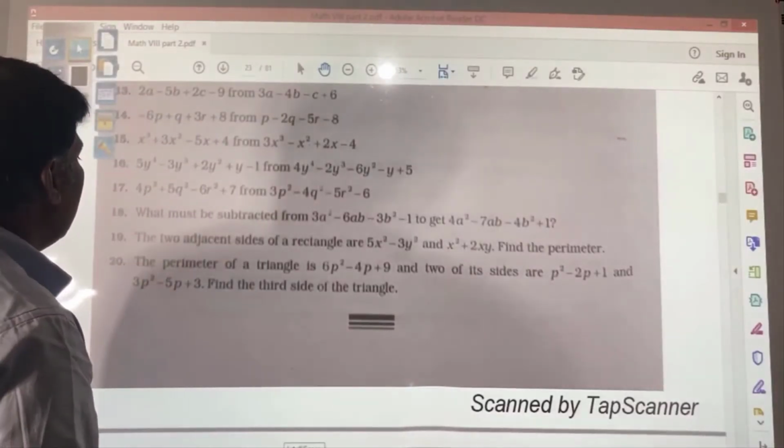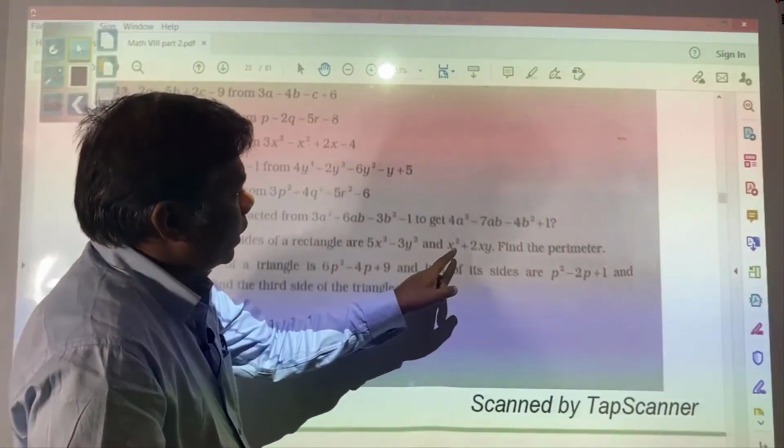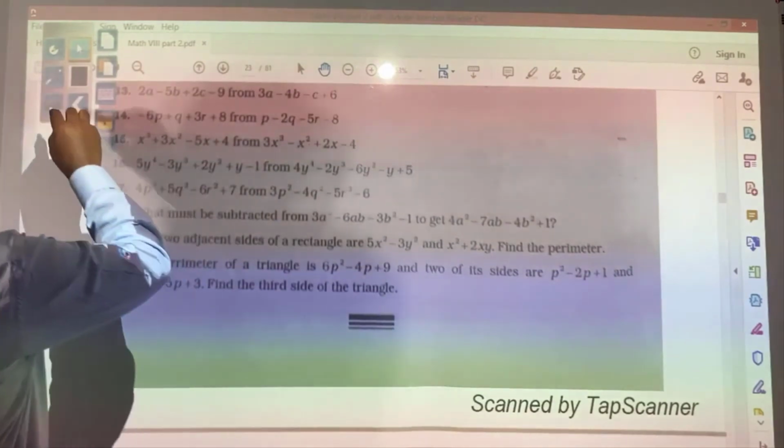Next you see the two adjacent sides of a rectangle are this and this. Find the perimeter.